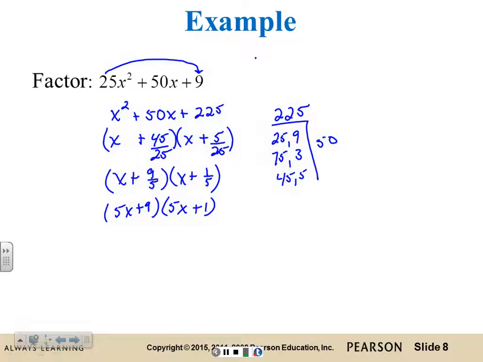So again, it can be deceptive. It may look like a perfect square trinomial, but once you test it out for that middle number, it doesn't turn out to be that way. So be careful with that.